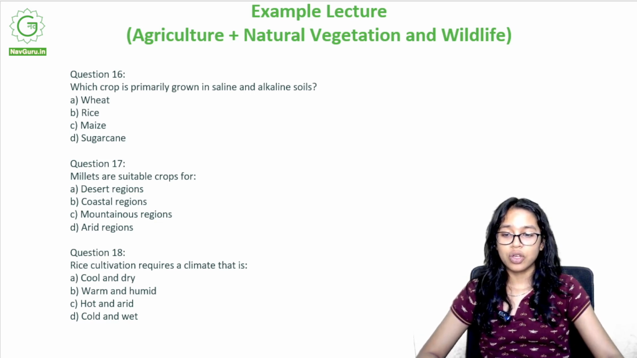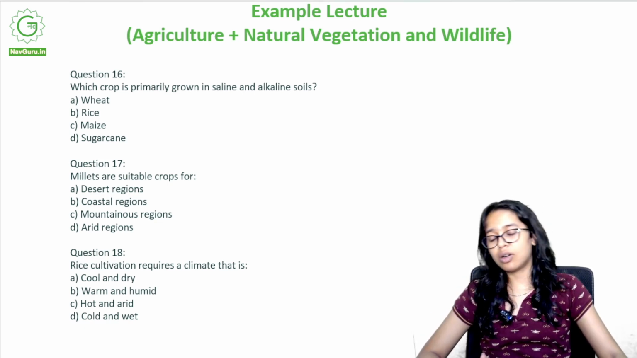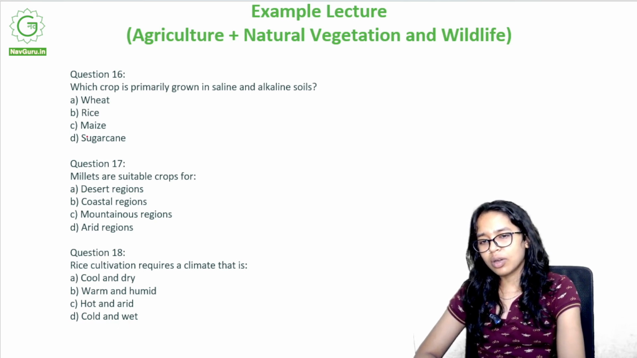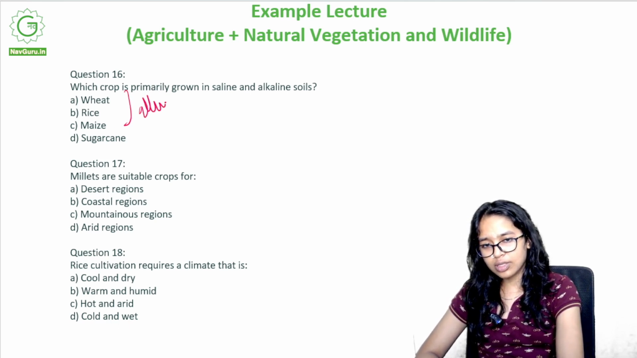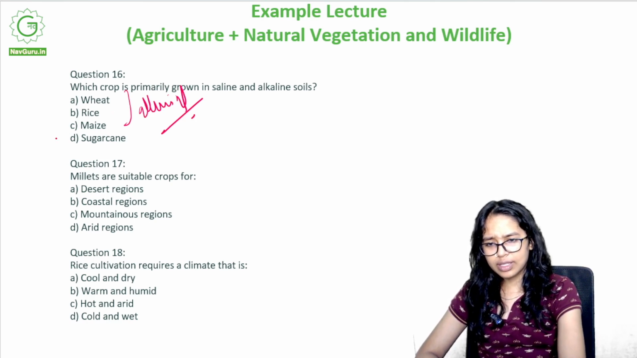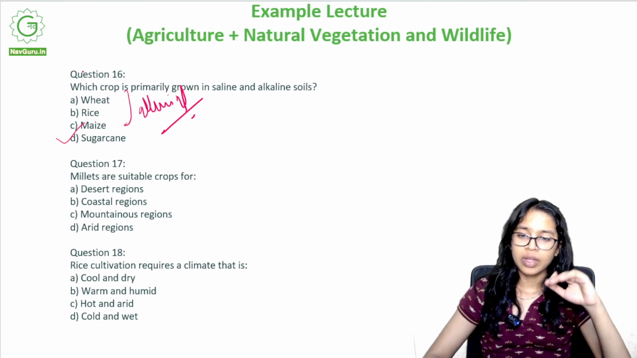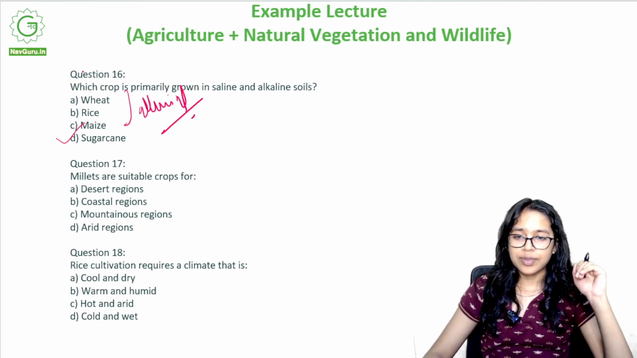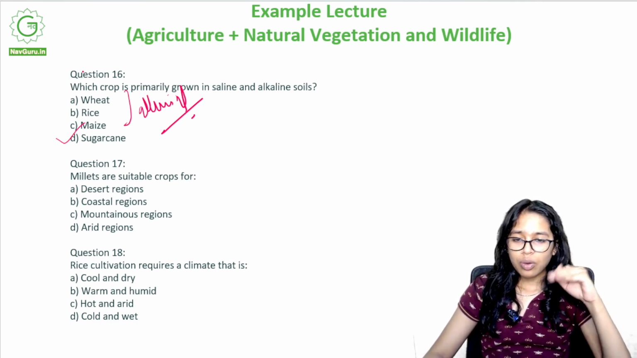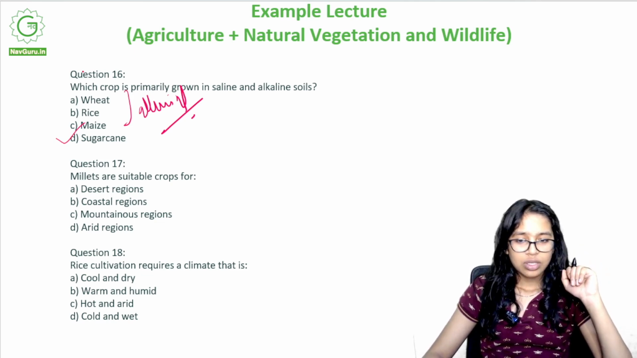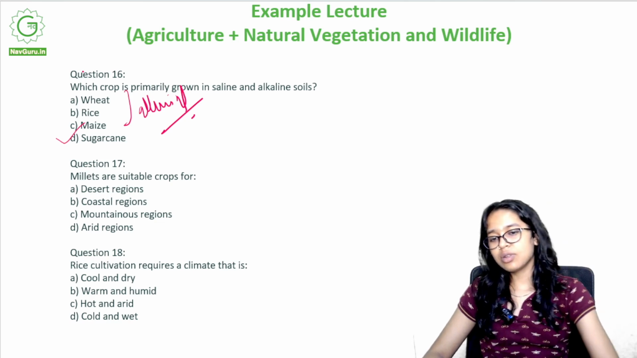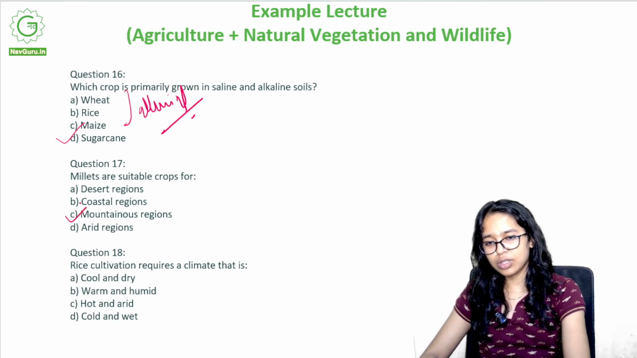Wheat, rice, maize. Now we know that all these three require normal soils or alluvial soils to grow. Of course, sugarcane will also grow, but the thing is, sugarcane can also be grown in saline and alkaline soils as well. Millets are suitable crops for desert regions, coastal regions, mountainous regions, or D, arid regions. So the right answer over here is C, mountainous regions.